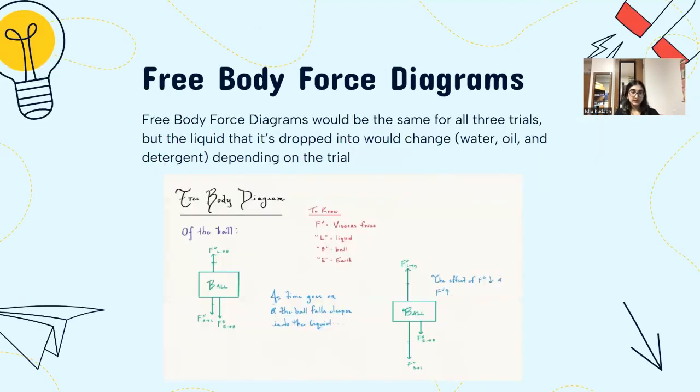This is our free body force. The forces stay the same, but it's just the magnitude changes. So I have the 2 free body forces of the ball in general, and then the ball as it moves through the liquid, which is the one on the right.